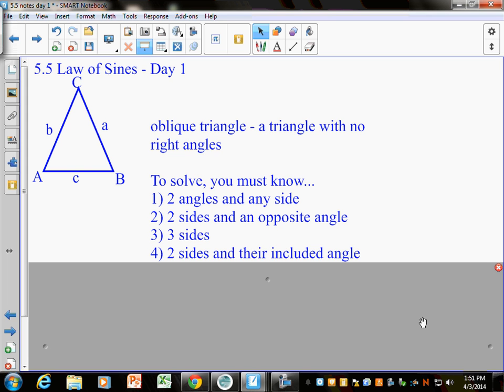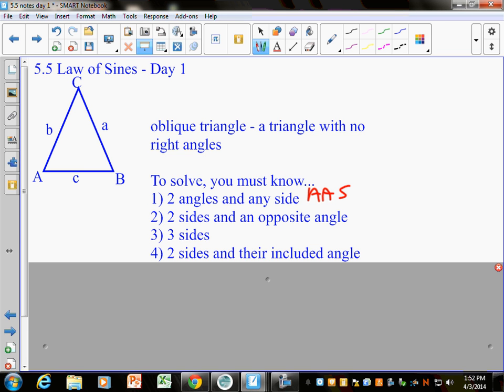In geometry you learned ways to prove that triangles were congruent, like angle-side-angle and angle-angle-side. You probably don't have many memories of this, but you really did. The law of sines, you have to know similar things to be able to do this. So if you know two angles and any side, angle-angle-side, that's enough information that you can use the law of sines.